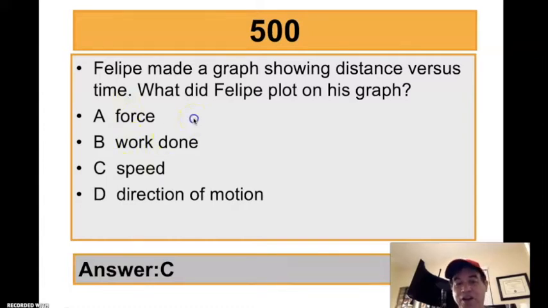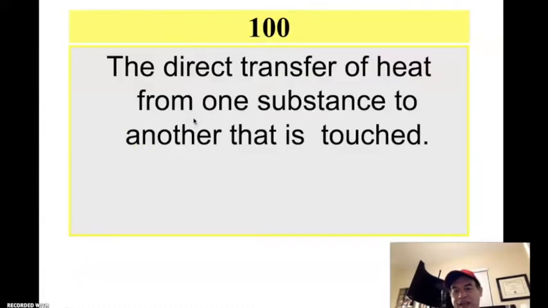Okay, all right. So now let's go ahead into heat. Let's heat this thing up. The direct transfer of heat from one substance to another, that is touch. You're touching the object now. So both objects are going to be touching.